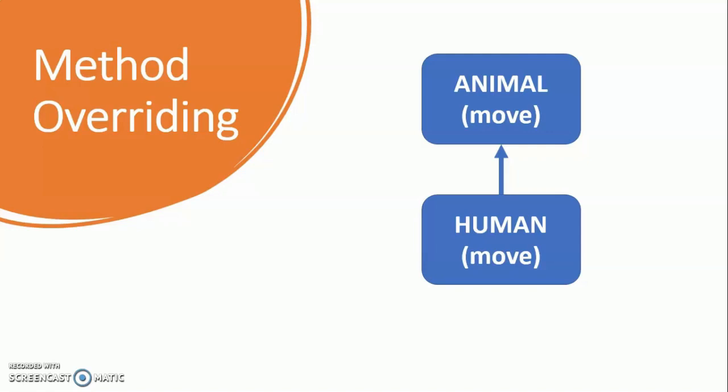So one primary difference between method overriding and method overloading, and again a very important difference, is that method overriding happens between a parent class and a child class, whereas method overloading happens within the same class. You don't need a parent-child relationship for implementing an overload.